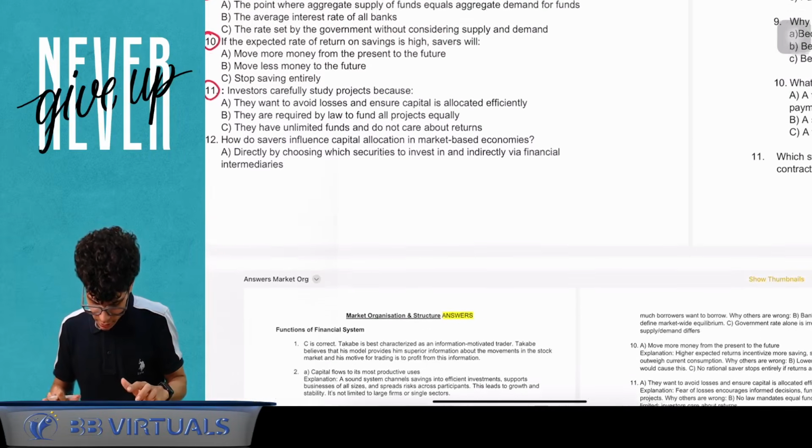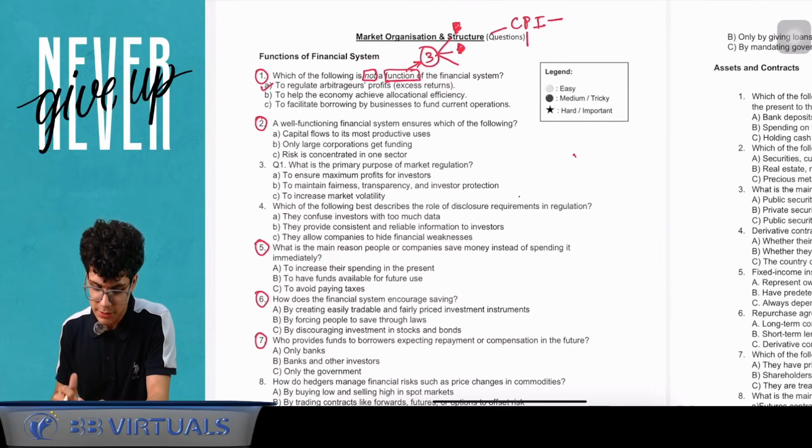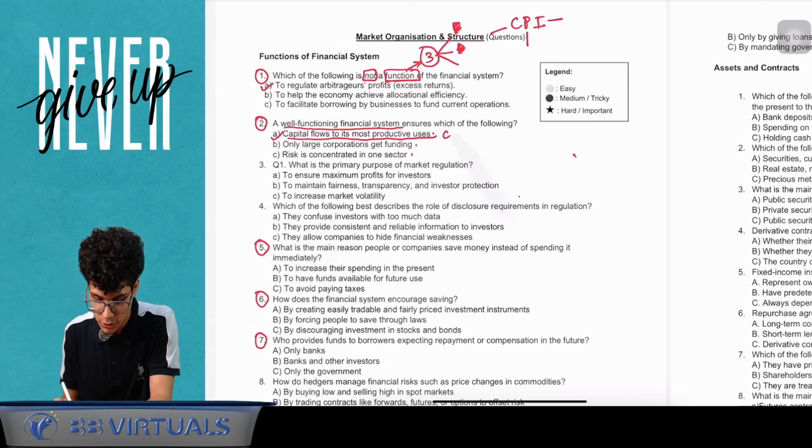Okay, these are different answers. Let's not get confused here. The answer of this is A. Then comes, a well-functioning financial system ensures which of the following? Capital flows to its most productive uses, only large corporations get funding, or risk is concentrated in one sector. The answer is A. When we have a well-functioning financial system, capital flows to the most productive sources. This talks about capital allocation.